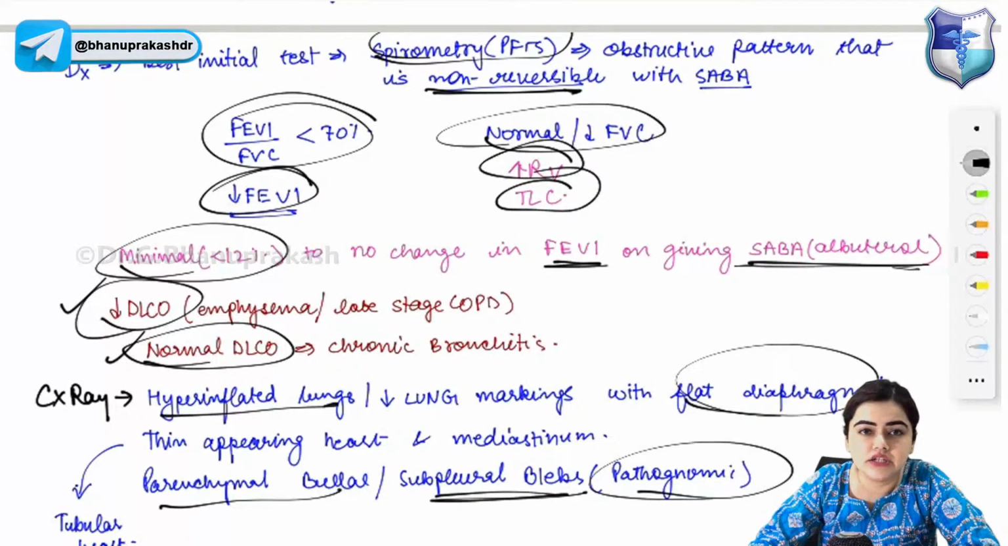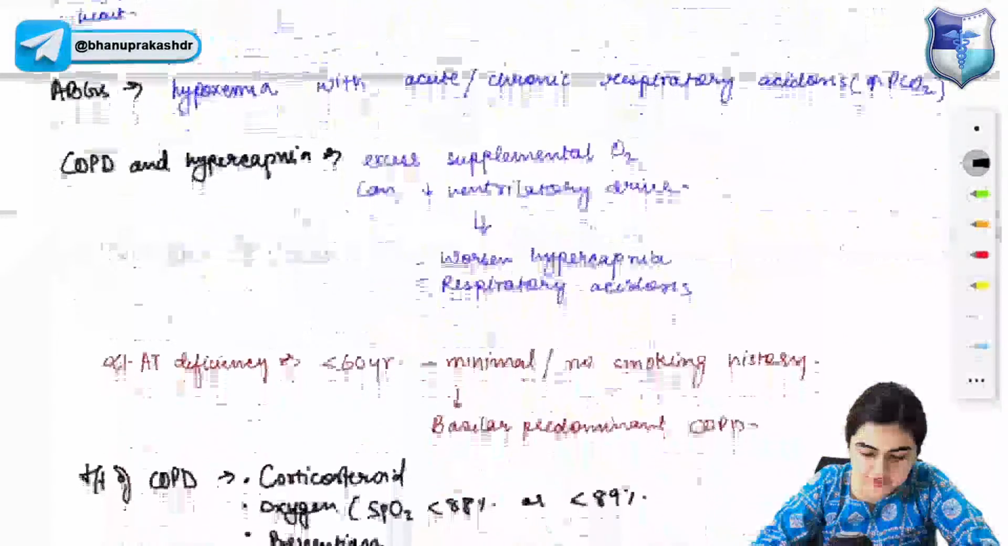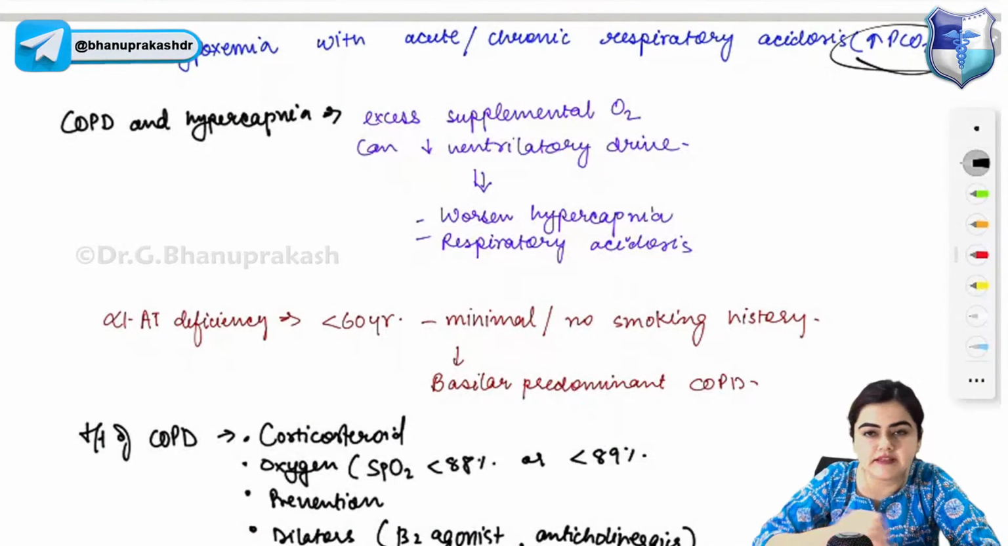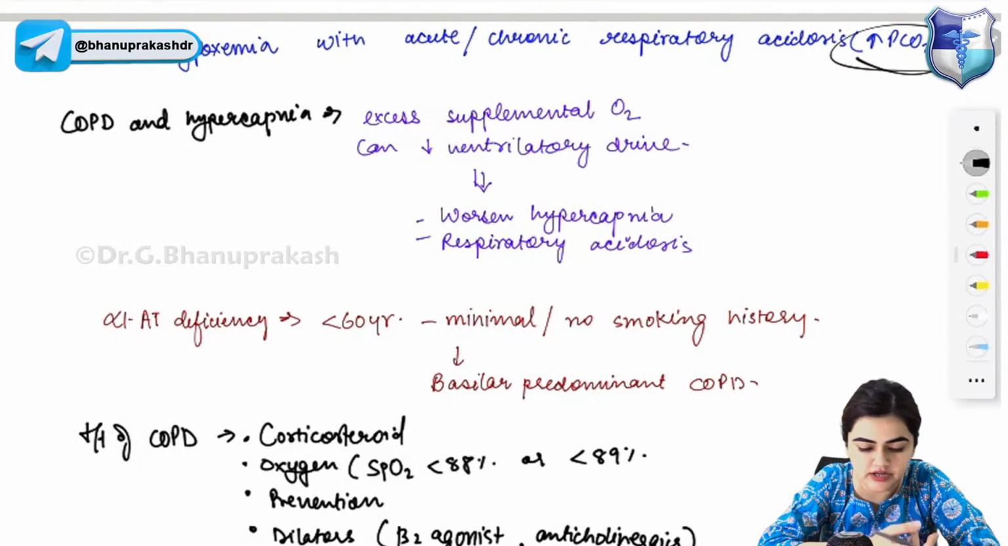On ABG, you will get hypoxemia, oxygen will be decreased, with acute or chronic respiratory failure, respiratory acidosis, and increase in PCO2 levels. On Gram stain, if any bacterial infection is there, then Gram stain will be positive for that condition. And you will find fever, productive cough, and new infiltrate on chest X-ray.